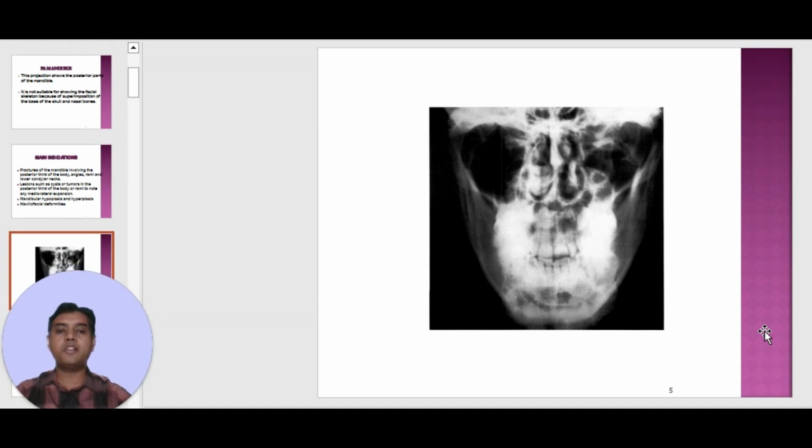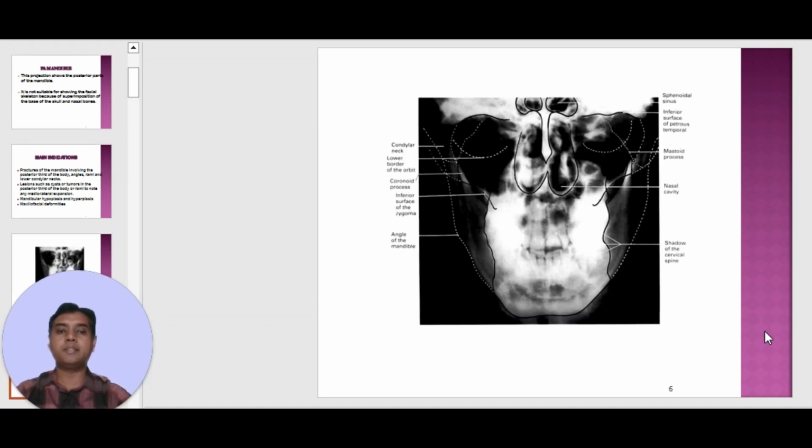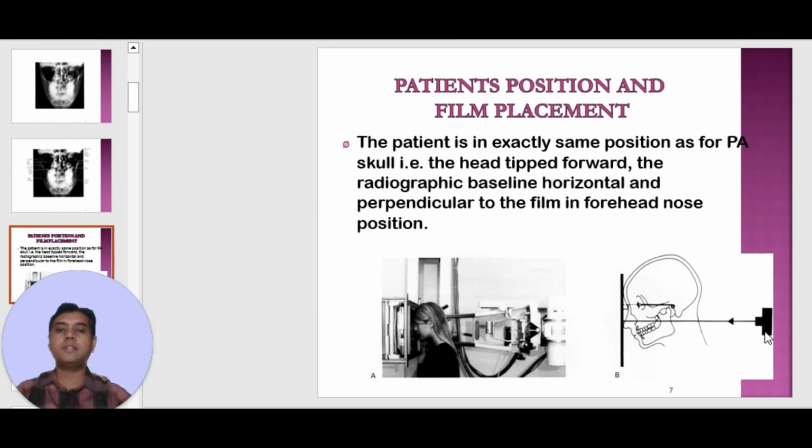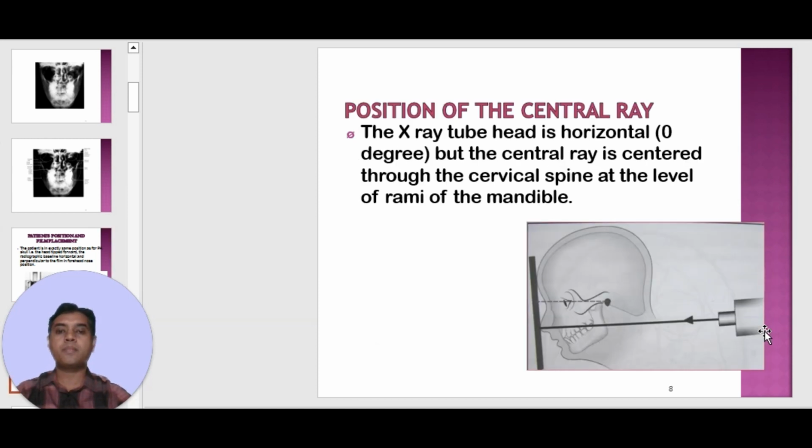This is a resultant image and various structures seen. The patient is in exactly the same position as for PA skull, that is the head tipped forward, the radiographic baseline horizontal and perpendicular to the film in forehead nose position. The tube head is horizontal, that is 0 degree, but the central ray is centered through the cervical spine at the level of rami of the mandible.